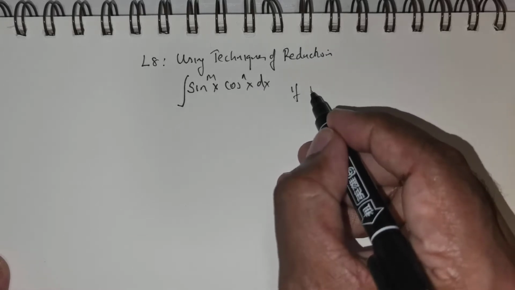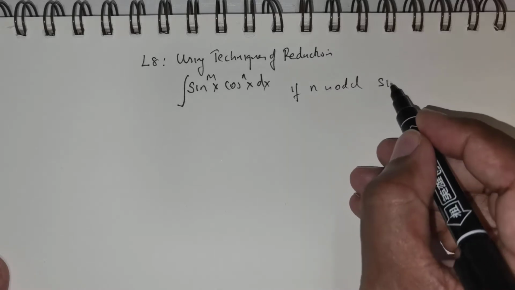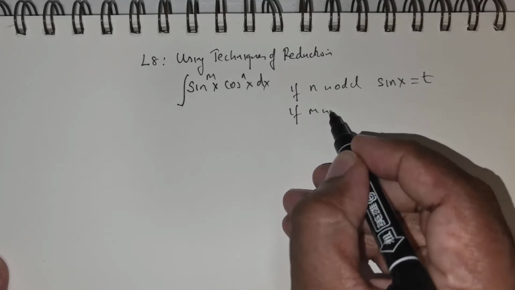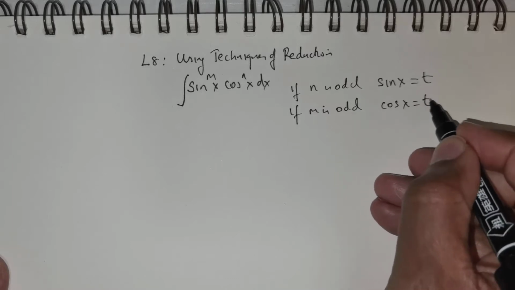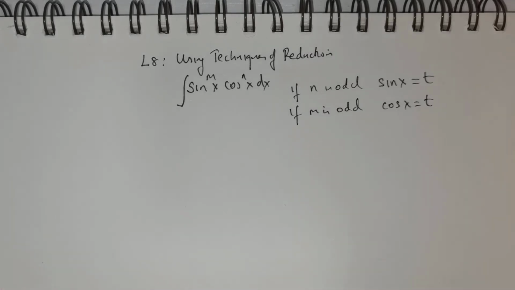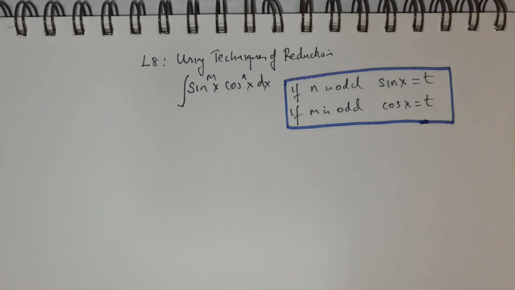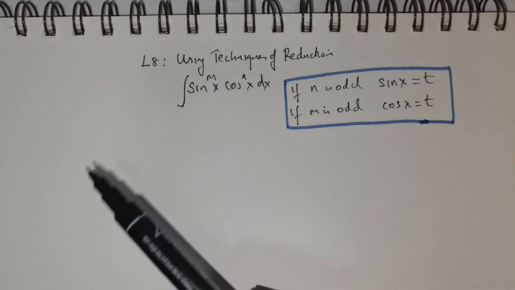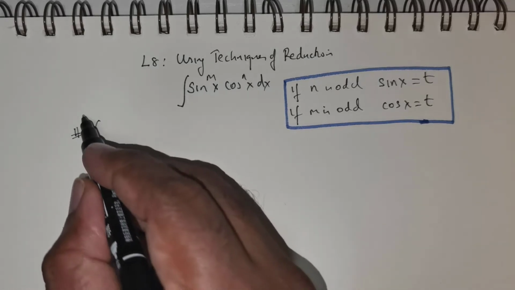Now if n is odd, then we make the substitution for sin x. If m is odd, we make the substitution for cos x. So this is an important point that you will have to know. What we will do in this particular phase is use the concept which I have just mentioned to you in solving questions. So let me start off with an illustration example.